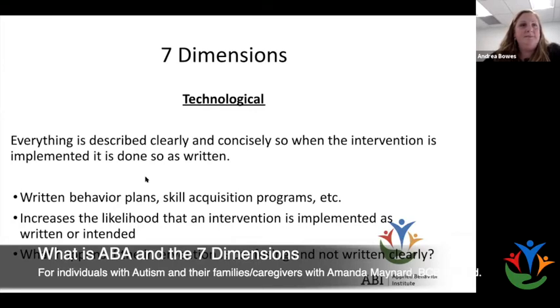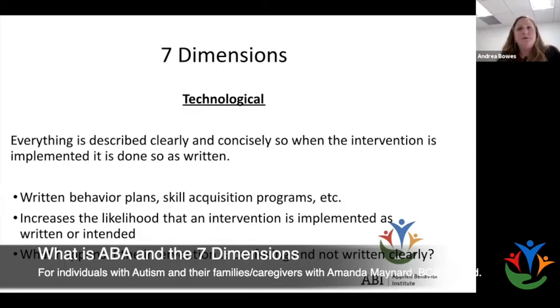Technological is next. So everything is described clearly and concisely. So when the intervention is implemented, it is done so as written. Oftentimes you'll see behavior analysts or behavior techs have, I feel like I'm a grandma in the field at this point, because I've been a BCBA for 11 years, and we did the clipboards. A lot of times people, now they're using iPads or tablets to take data, but all of the interventions that they are implementing are written out. So prompting is written out, error correction is written out, how you reinforce is written out so that it is clear and it's concise. So we do this with written behavior support plans.